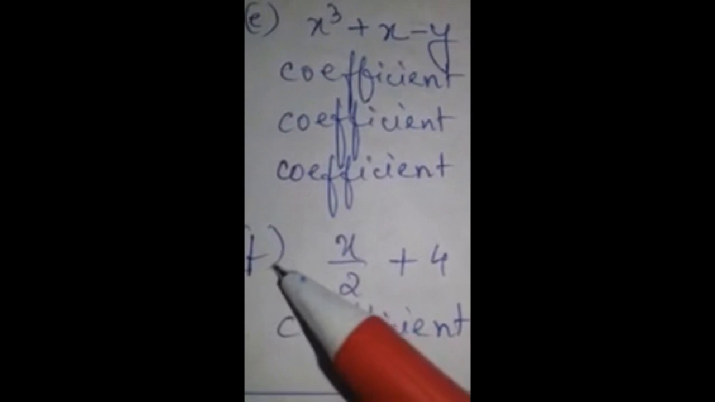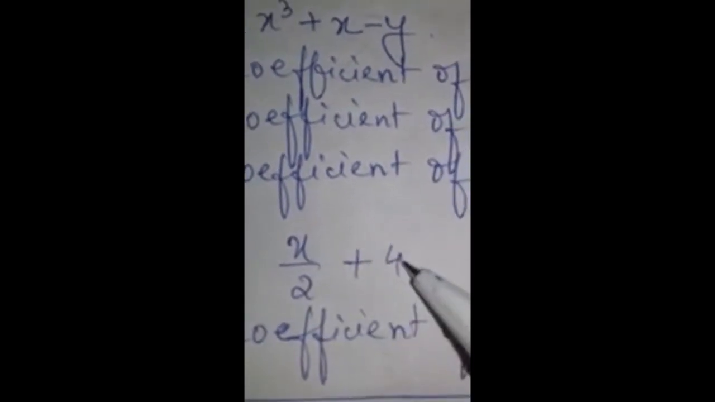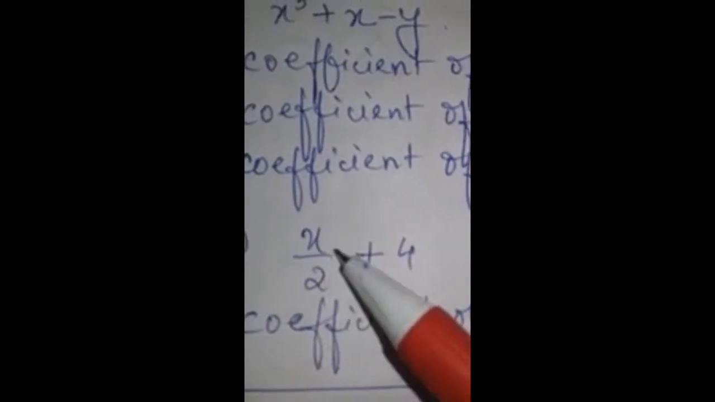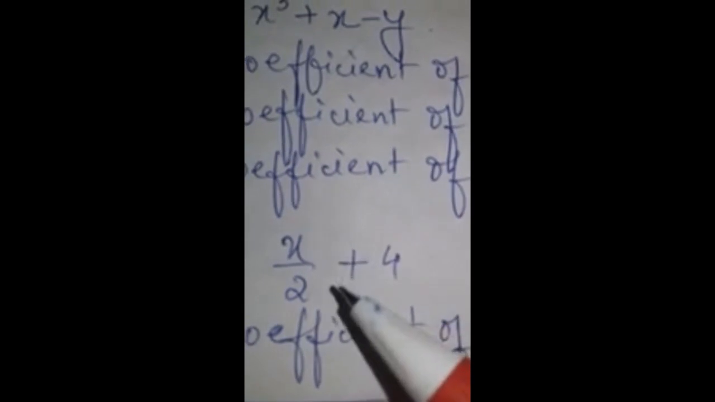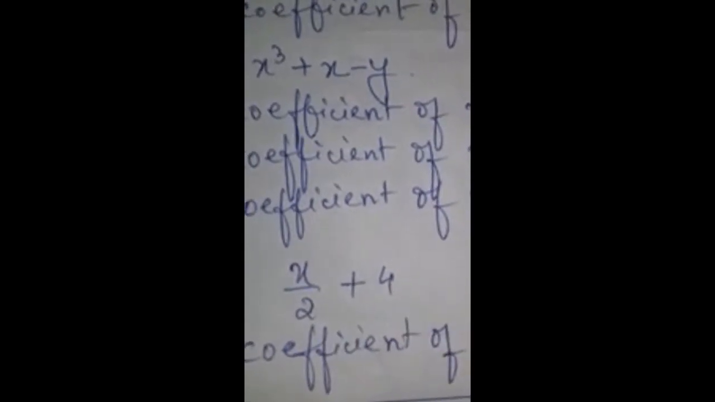Now come to sum number F. Here you have x by 2 plus 4. So x by 2 actually means 1 by 2 into x. This only will give x by 2. So actually this 1 by 2 is the coefficient of x. So coefficient of x will be 1 by 2, and this 4 is already a constant term, so we need not write it.